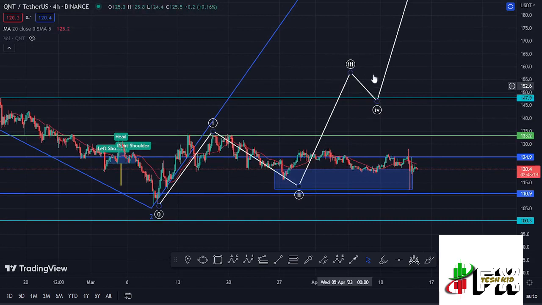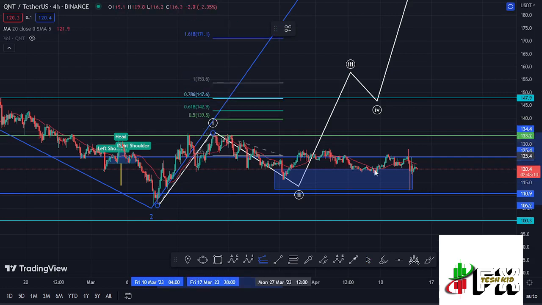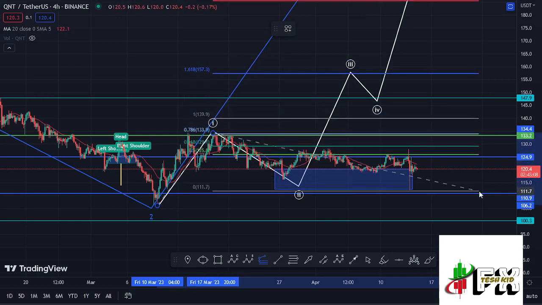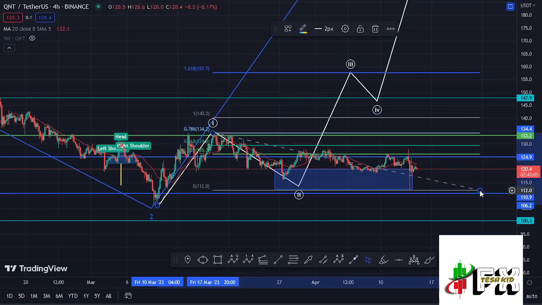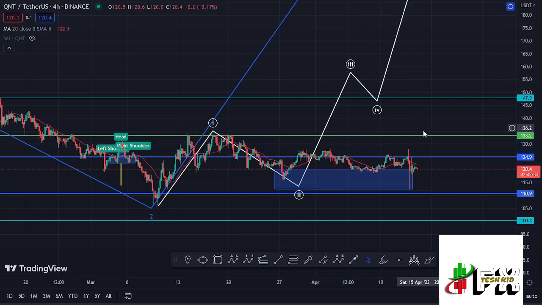Allow me to first give you my target areas to the upside in the formation of this wave 3 by connecting the trend-based Fibonacci from the low of the first wave to the high of that wave 1, then dragging the fibs to the low of the second wave, and that now gives me a target area in the formation of that wave 3 at the fib level 1.618, and that is at around the $157.7 mark, and that is the minimum that I'm expecting Quant to do here on the short-term scenarios.